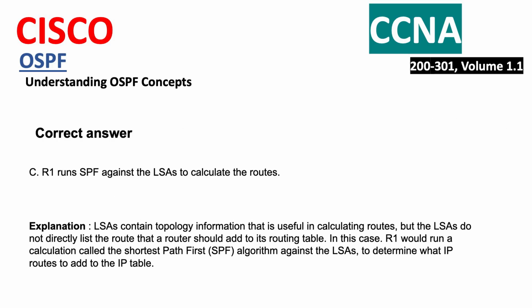Correct answer C. R1 runs SPF against the LSAs to calculate the routes. LSAs contain topology information that is useful in calculating routes, but the LSAs do not directly list the route that a router should add to its routing table. In this case, R1 would run a calculation called the shortest path first, SPF, algorithm against the LSAs to determine what IP routes to add to the IP table.